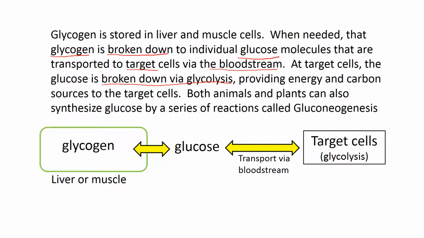It's also interesting to note that both animals and plants can also synthesize glucose by a series of reactions called gluconeogenesis, but I'm not going to cover gluconeogenesis at this time. I will cover it in a future lecture. So reviewing on the bottom here, glycogen, which is a storage form of glucose in liver or muscle cells, is broken down to free glucose, and that glucose is transported via the bloodstream to target cells where it can be broken down by glycolysis, providing energy and, as I mentioned earlier, carbon skeletons to those cells.